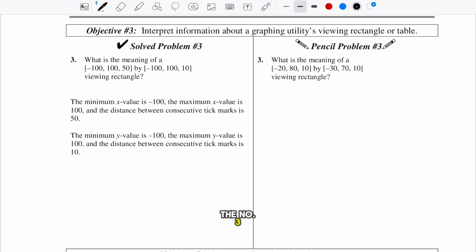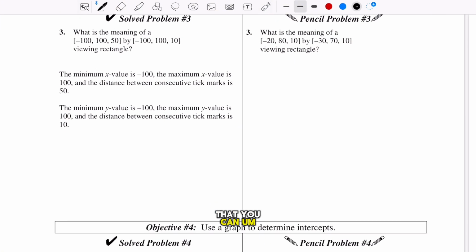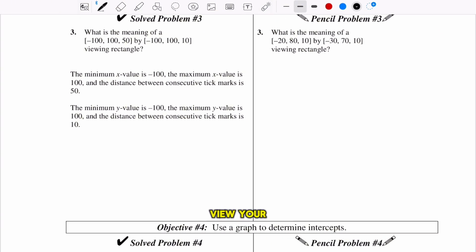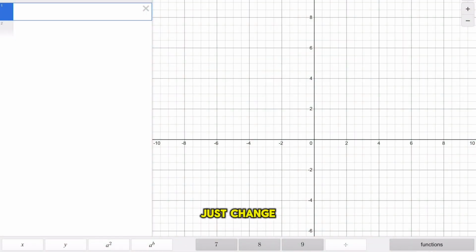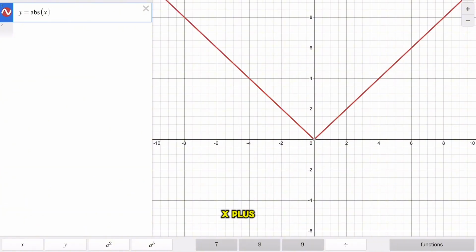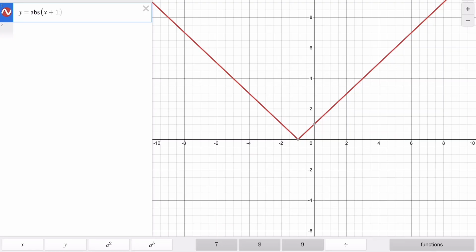The number 3, that's just changing the window so that when you view your graph, you change it based on the window. That's kind of like how when I showed you zoom in, you would just change the window. You can do that on Desmos too. So let me just type here, y equals the absolute value of x. I think it was x plus 1, something like that.